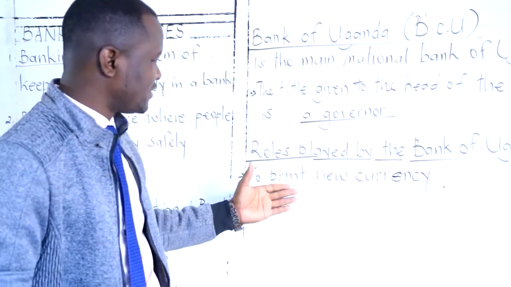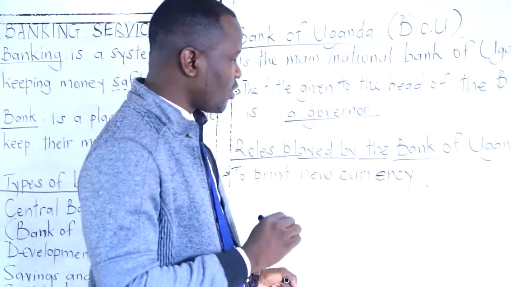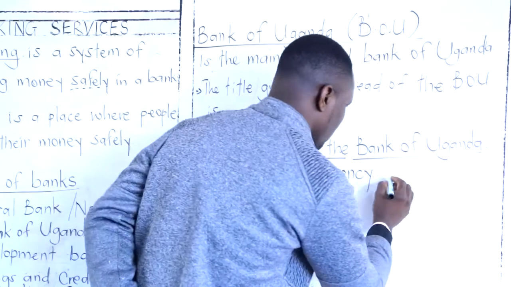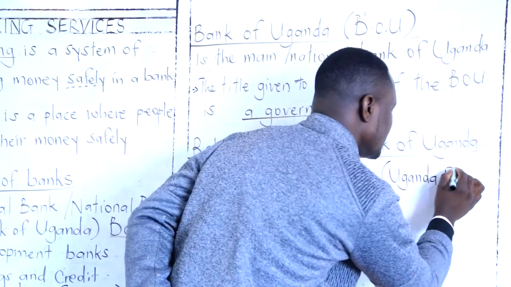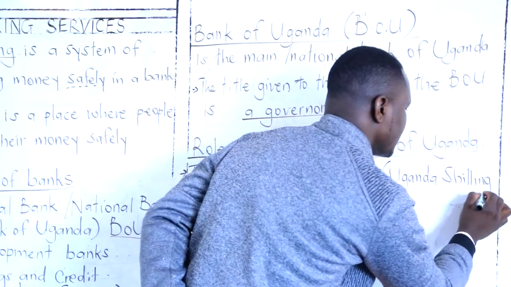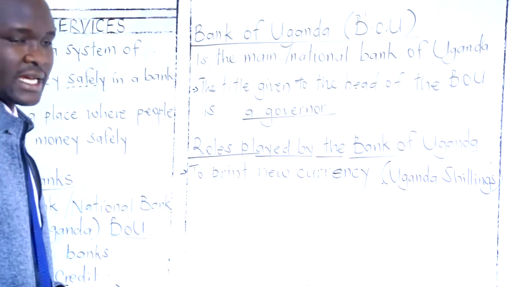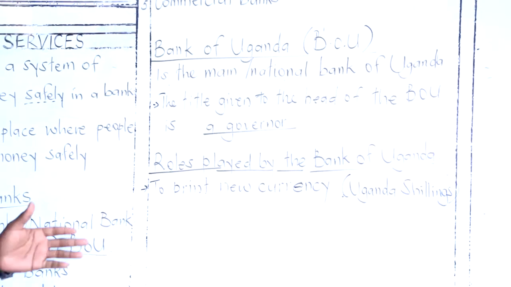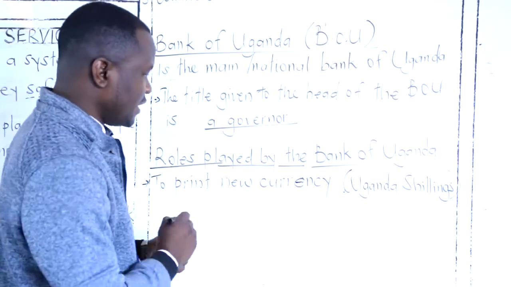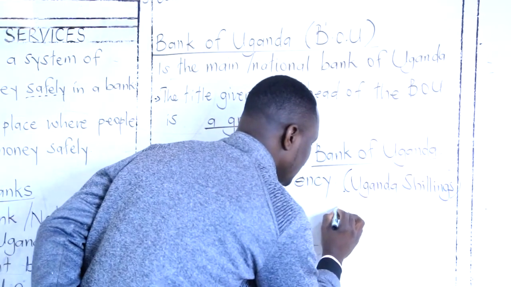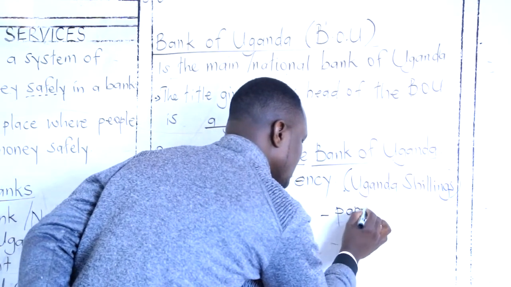So we need to understand that for us in Uganda, our currency, our money is in shillings. So we call it Uganda shillings. That is the currency for Uganda. In case you are asked, what is the currency for Uganda? It is Uganda shillings. This currency, this money for Uganda, comes in very many forms, as I said. One, it comes in paper or notes.